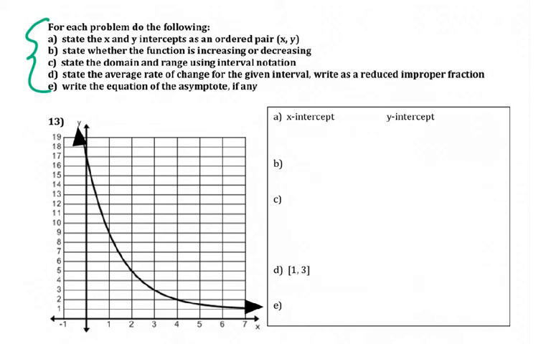A, state the x and y intercepts as an ordered pair. The x-intercept is where the graph crosses the x-axis. So here's the x-axis. Now look at what type of graph it is. It's an exponential. It's going towards the x-axis, but it's not touching it. So there is actually no x-intercept here. You're not going to put 0, 0 because it doesn't cross at 0, 0. The y-intercept, it does cross. It crosses right there, so that y-intercept will be at 0, 17.